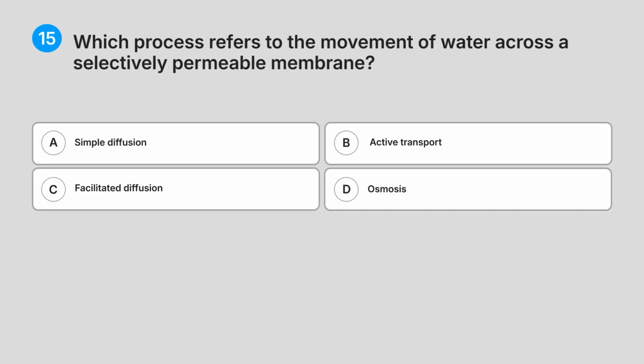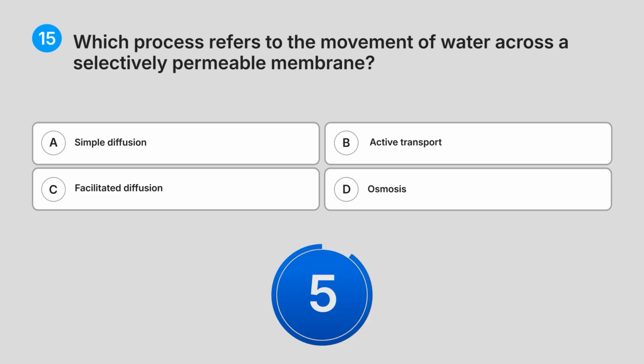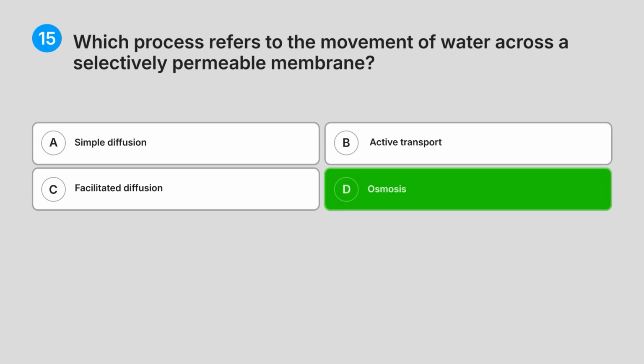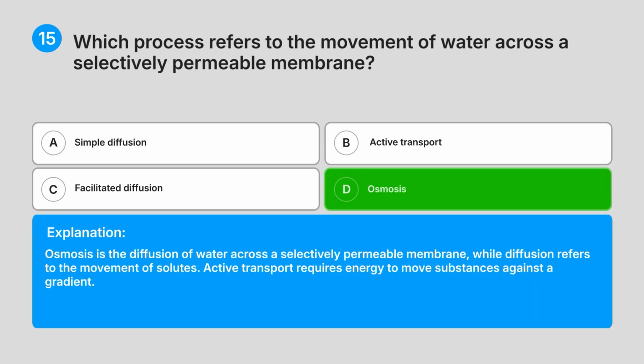15. Which process refers to the movement of water across a selectively permeable membrane? A. Simple diffusion. B. Active transport. C. Facilitated diffusion. D. Osmosis. What do you think is the answer? Correct. Answer D. Osmosis. Explanation.